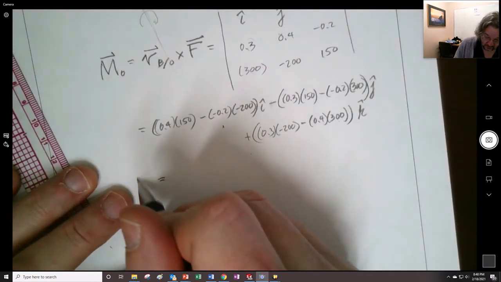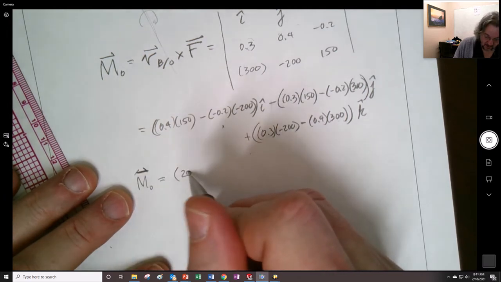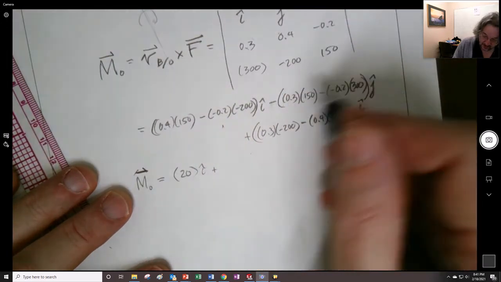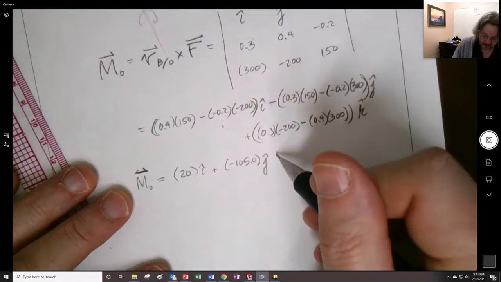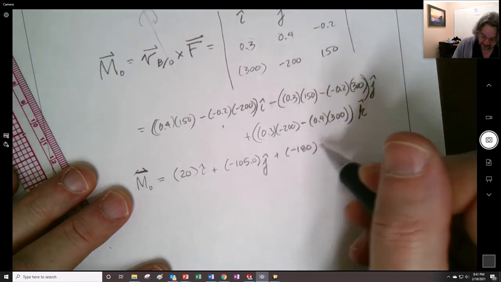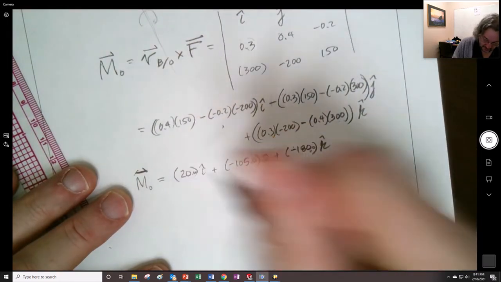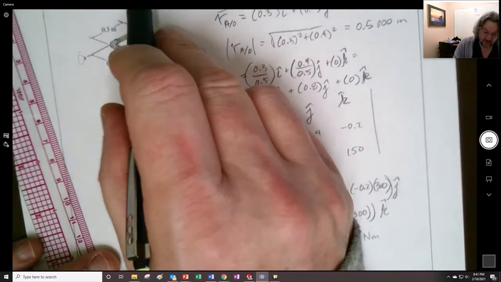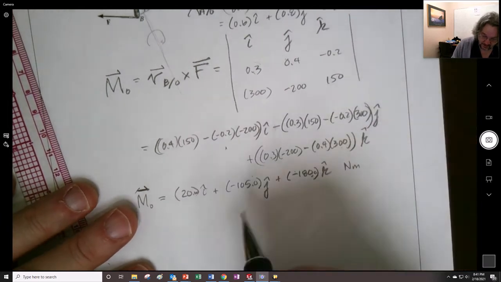So we are left with, for the moment of O, 20. If we do the math right there, it comes out to positive 20. Do the math right here, we get a negative 105. And then we do the math over here, and we get a negative 180. I'm assuming 0.0 right there. And these are Newton meters, because we had newtons, and all the distances are meters.